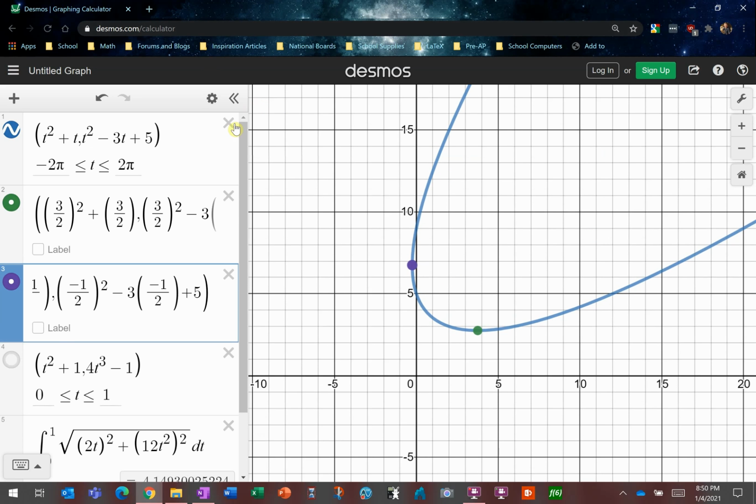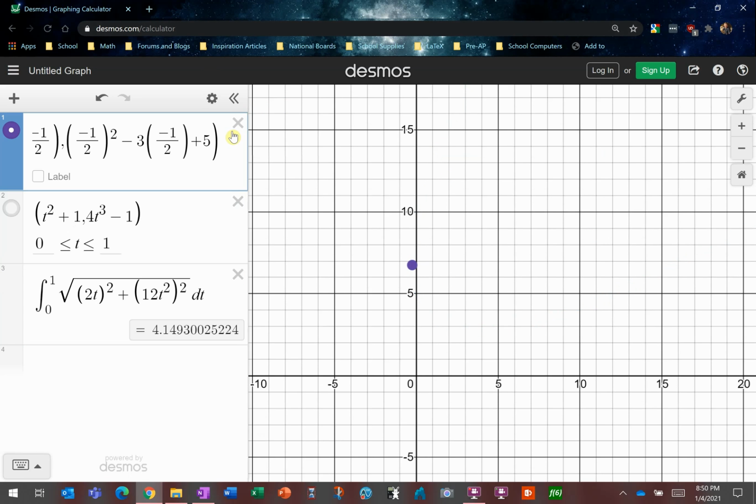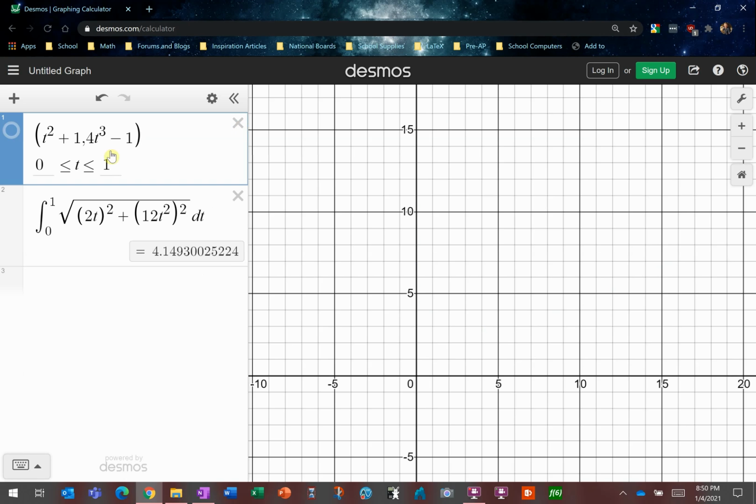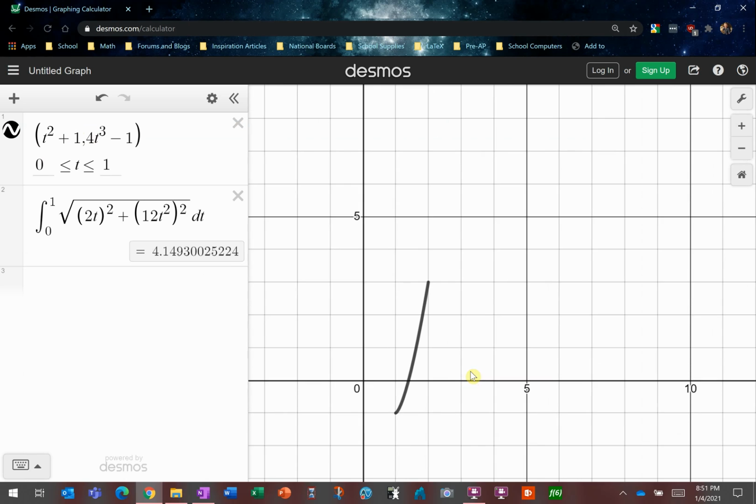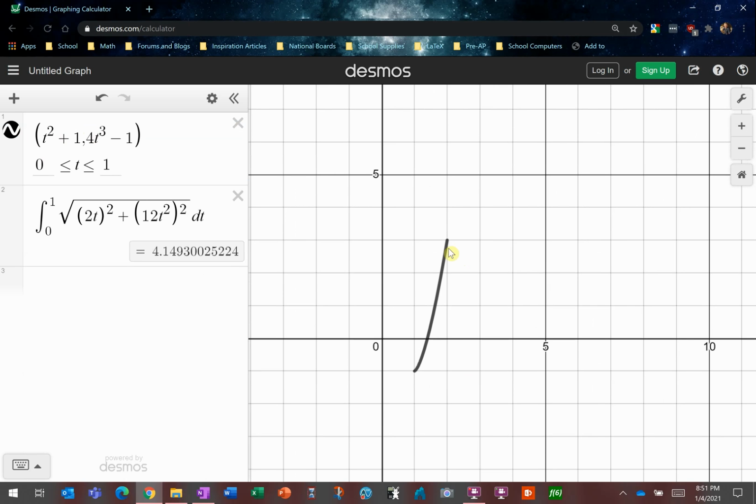So I'm going to get rid of all this clutter at the top, and we are going to look at the graph. So here is the graph of the parametrically defined curve from 0 to 1. It's this cute little guy down here. Now, looking at this, it's pretty close to a triangle, isn't it? Think of this as the hypotenuse of a triangle.